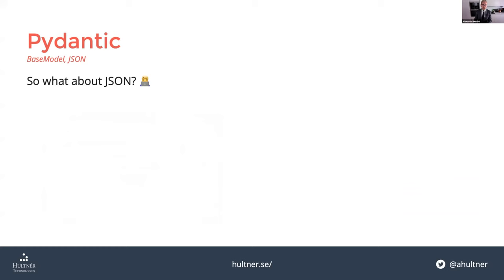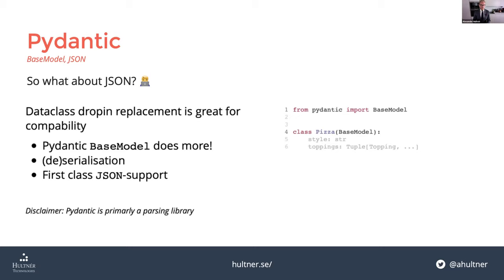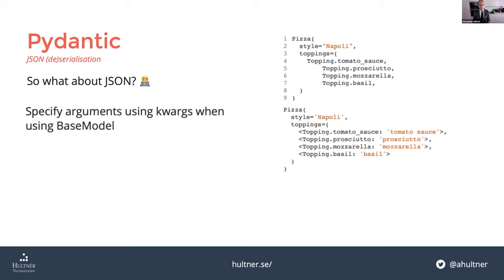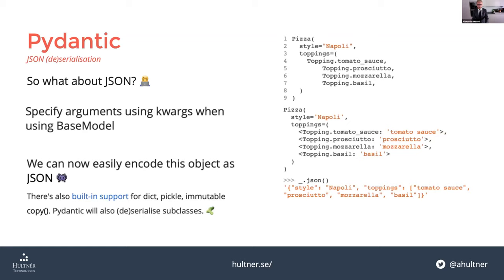So what about JSON then? With the standard library dataclass drop-in replacement decorator, we don't get JSON support. But if we use the Pydantic BaseModel instead, we do. And JSON support is first class. So let's see an example. We specify the arguments using keyword arguments now, and you can see that we can easily encode the object as JSON using the built-in json method on the object, which is really nice.